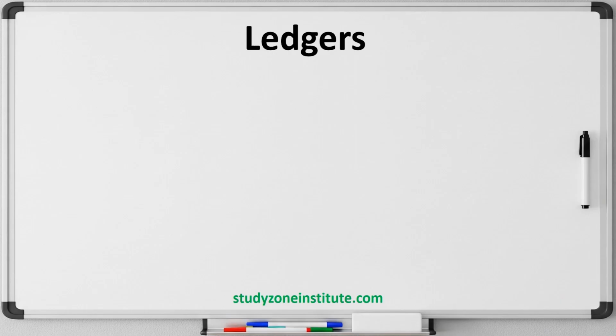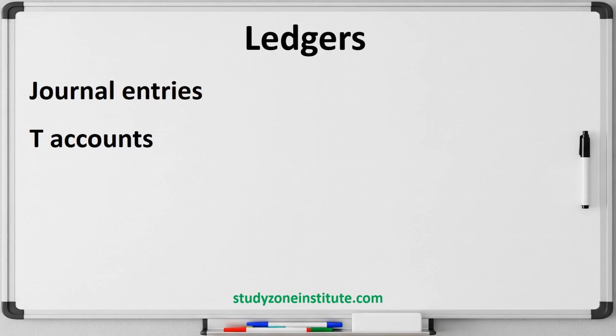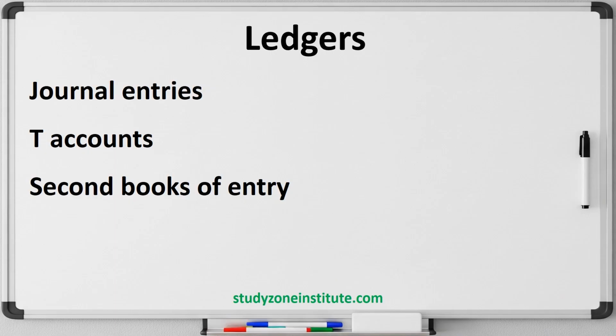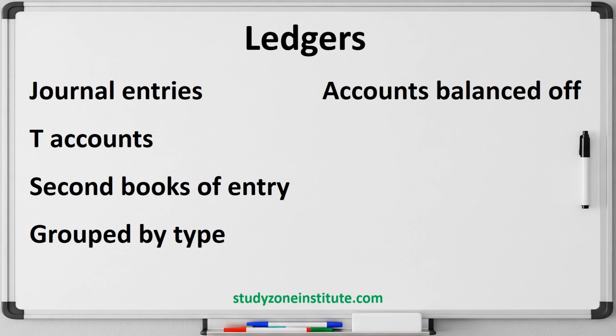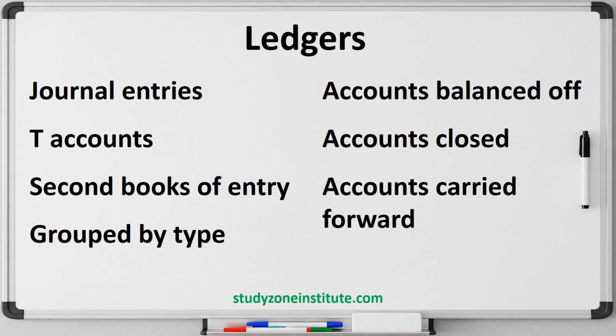Step 3. Ledgers. Next, bookkeepers post the journal entries into ledgers using T accounts. These are the second books of entry. This is where things start to look more like traditional accounting. A ledger is a book of accounts where all transactions are grouped by account type. Each account is then balanced off at the end of the period. For instance, if a buyer pays what they owe, we close their account. If they still owe money, the balance is carried forward to the next period.